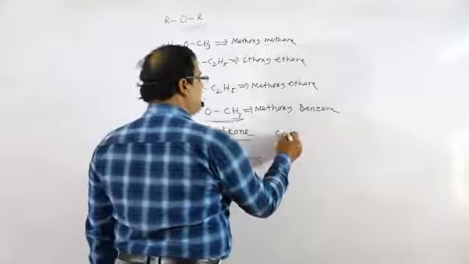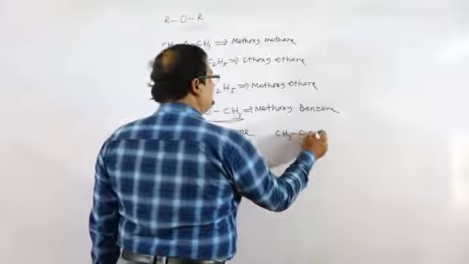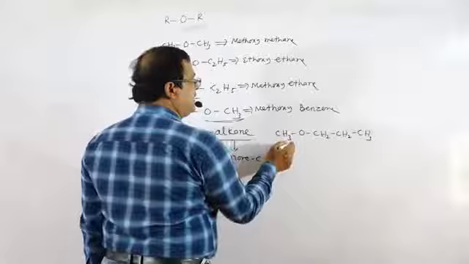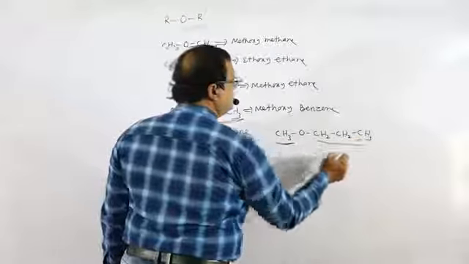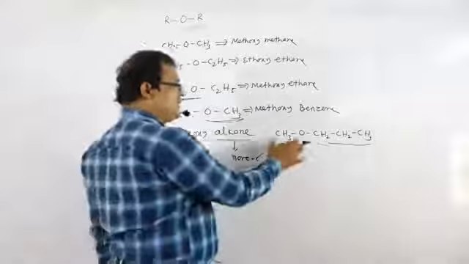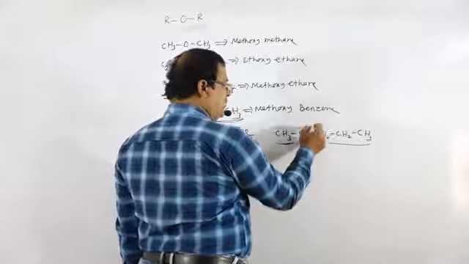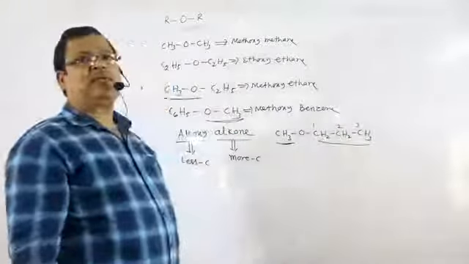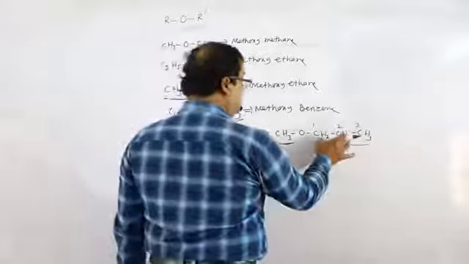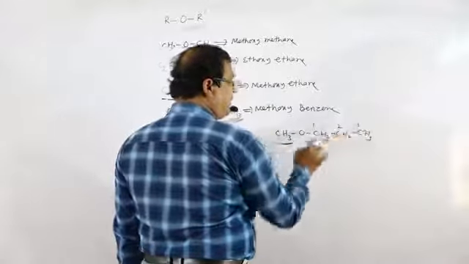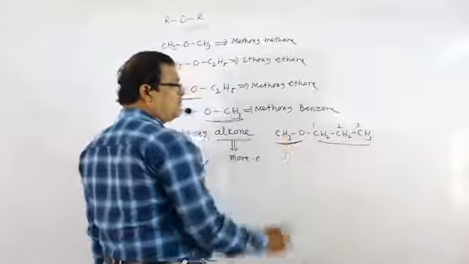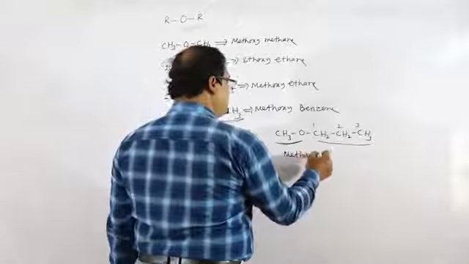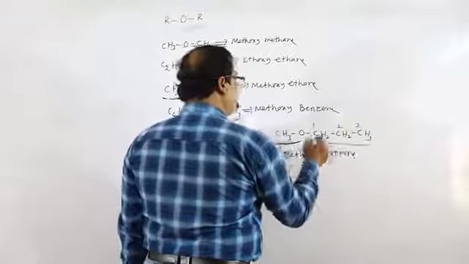Or you can take CH3OCH2CH2CH3. That is the alkyl group with fewer carbons, and the alkyl group with more carbons. So this is the alkoxy, this is the alkane. 1, 2, 3: the alkane part contains 3 carbon atoms, therefore that is propane. The alkoxy group containing only one carbon atom is methoxy. So this is methoxypropane.